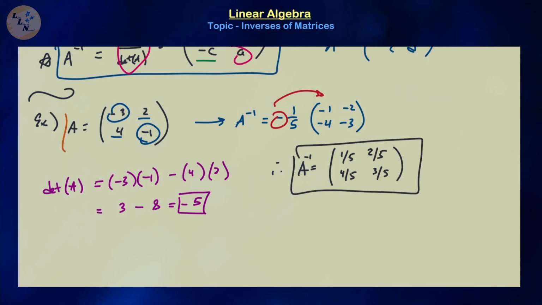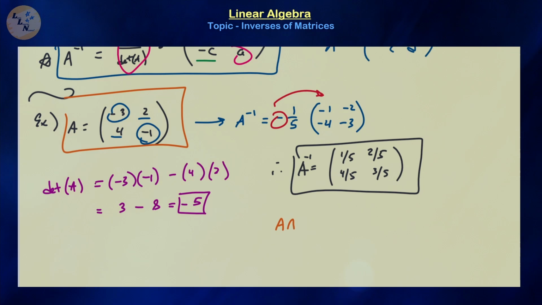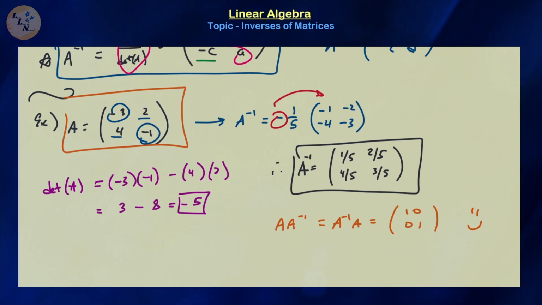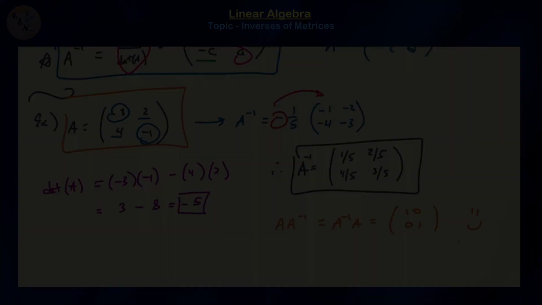And one can show, if that is your original matrix, that A times A inverse and A inverse times A are both going to give you the identity matrix, which is one of the properties that definitely should hold if that truly is the inverse, so you can always check your work on these types of things.